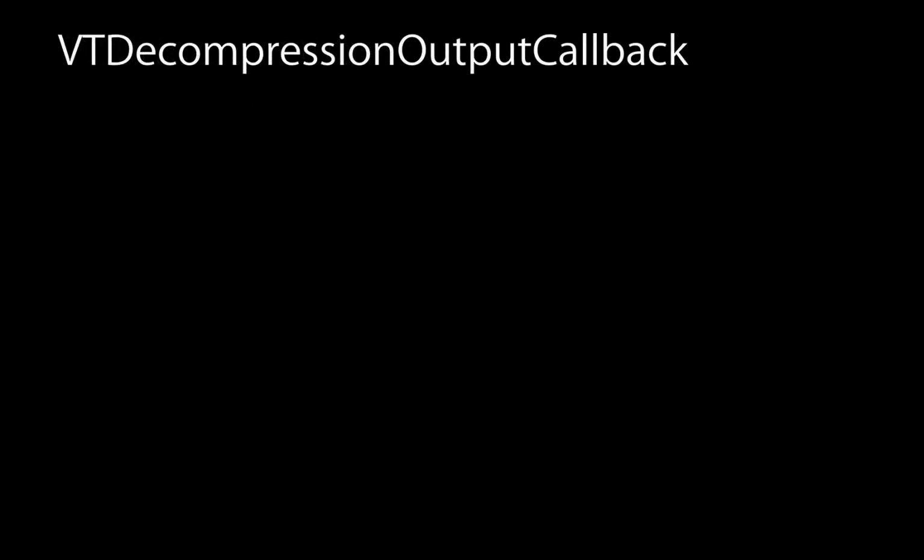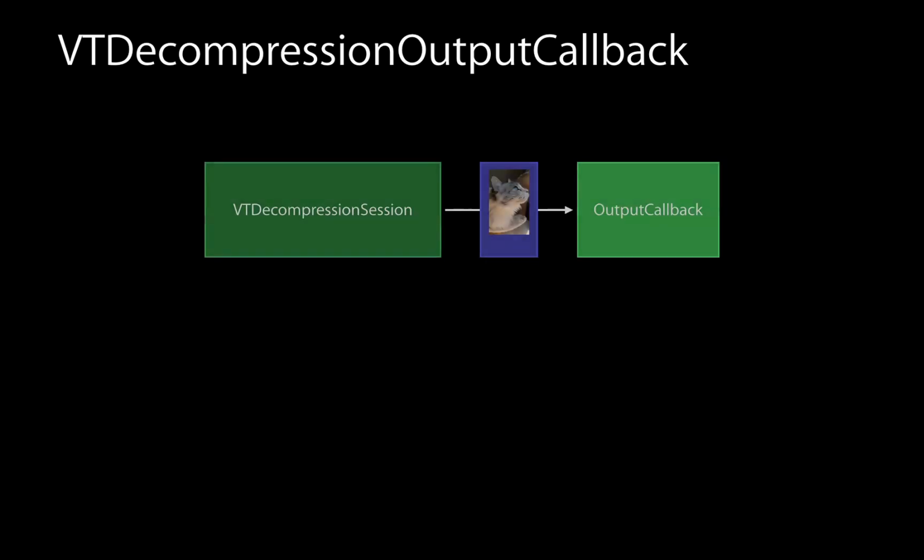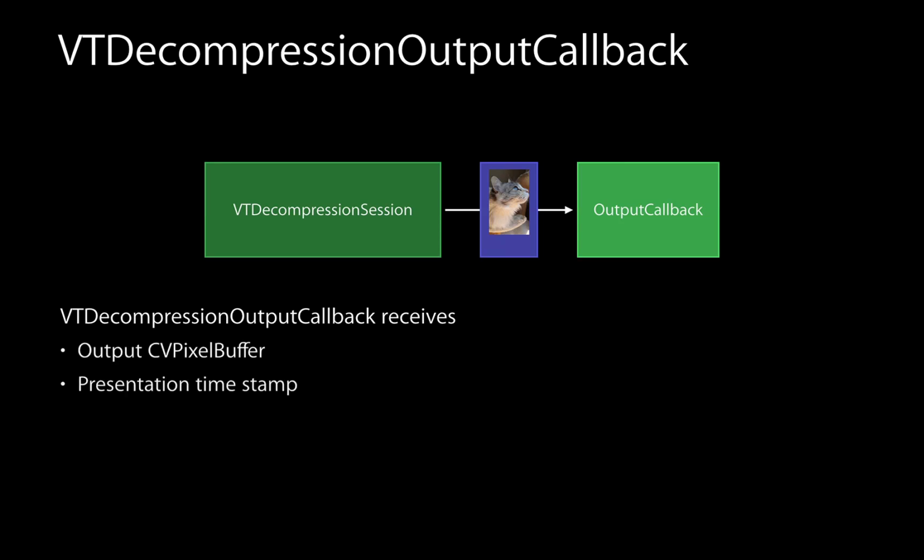All right, let's talk about your output callback. The output callback is where you'll receive the decoded CV pixel buffers. And CV pixel buffers don't have a built-in timestamp, so you'll receive the presentation timestamp for that pixel buffer here. And if there are errors or the frame is dropped for any reason, you'll receive that information in the output callback. And it's important to note that the output callback will be called for every single frame that you push into the VT decompression session, even if there's an error, even if it's dropped.